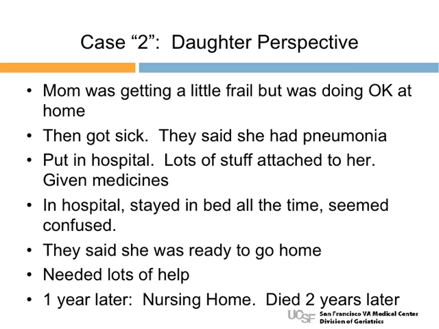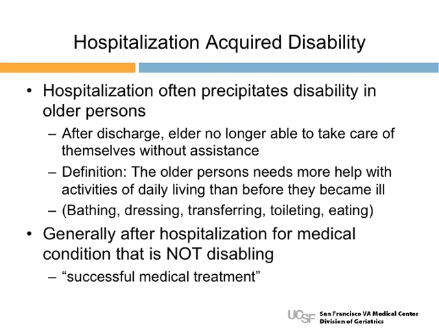So the doctor's summary is that this is a successful hospitalization. The daughter's summary is that everything seemed to fall apart for Mom after she was hospitalized, and it was the start of a downward spiral. So the question is, who's right, what happened, and is this common?